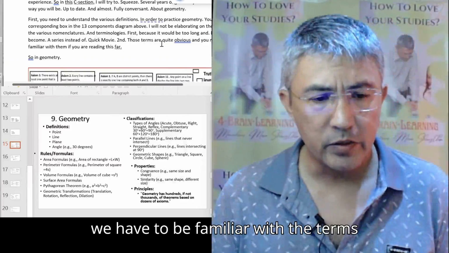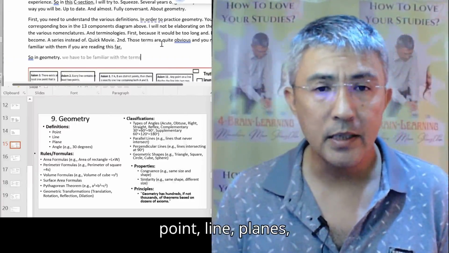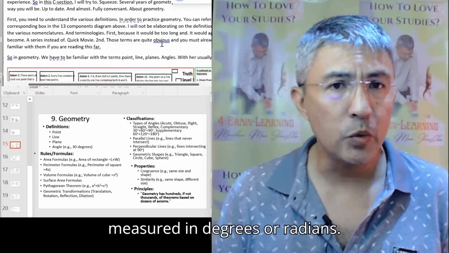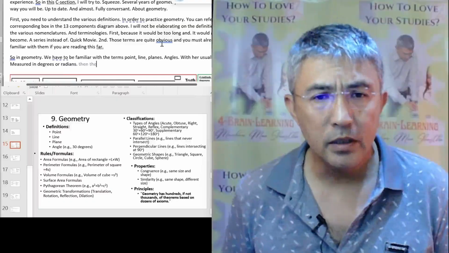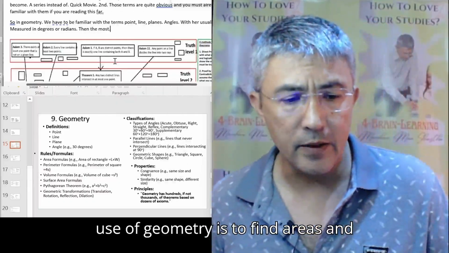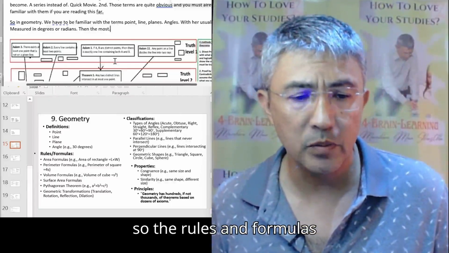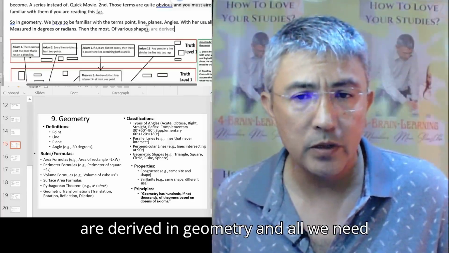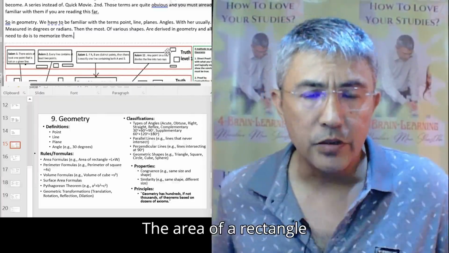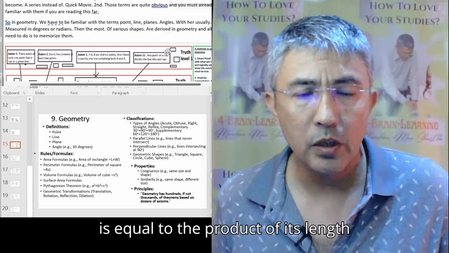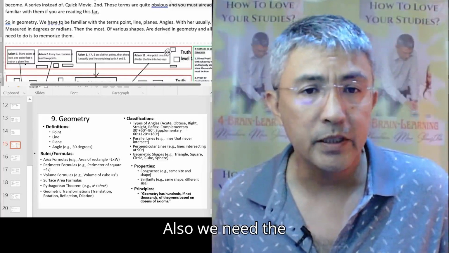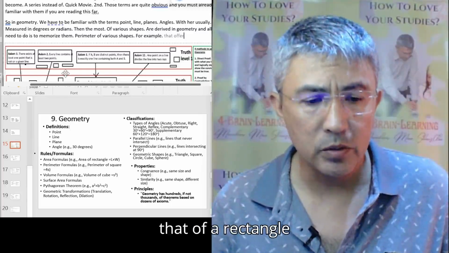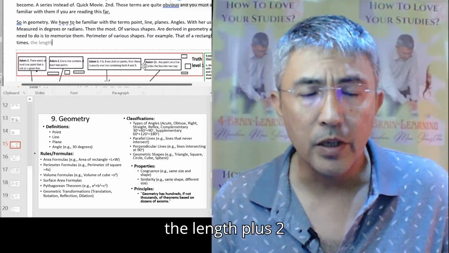So in geometry, we have to be familiar with the terms point, line, planes, angles, which are usually measured in degrees or radians. Then the most common use of geometry is to find areas, and so the rules and formulas for areas of various shapes are derived in geometry, and all we need to do is to memorize them. The area of a rectangle is equal to the product of its length and width. Also, we need the perimeter of various shapes. For example, that of a rectangle is 2 times the length plus 2 times the width.